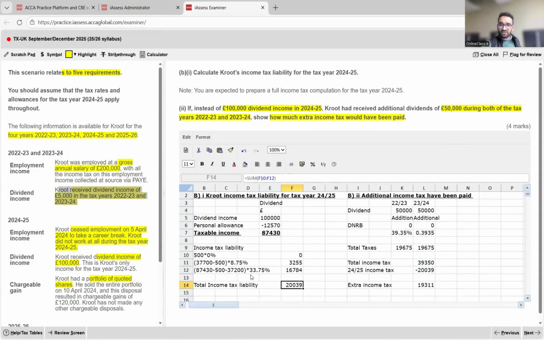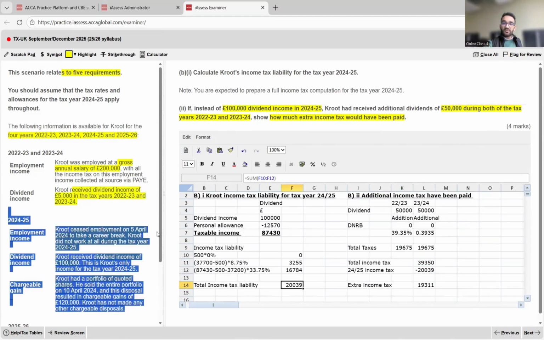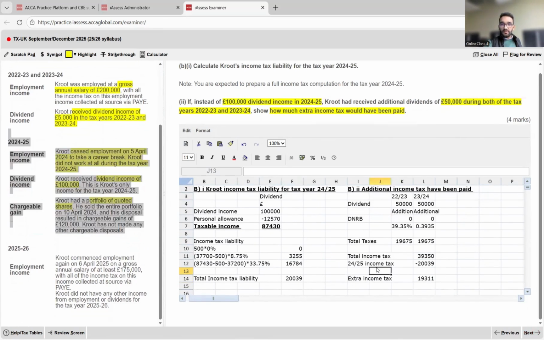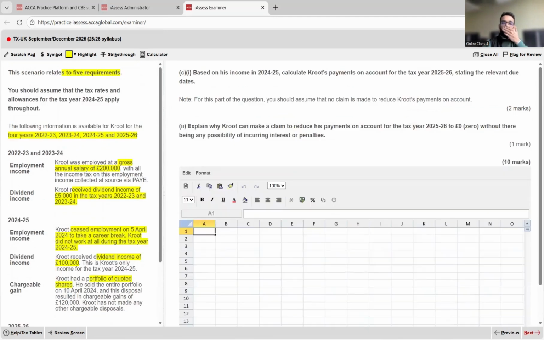So see, this is the extra income, the 4 and 3, 7 marks we are done with. Now let's go to the last part. What is the last part about? Remember always that the income tax liability in 24-25 is 20,039. Now, based on his income in 24-25, calculate the gross payment on account for 25-26. See part A, payment on account for 25-26.